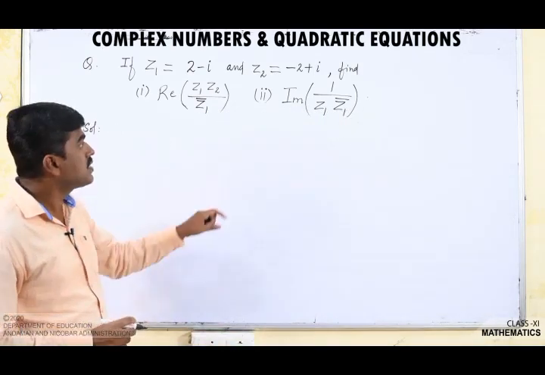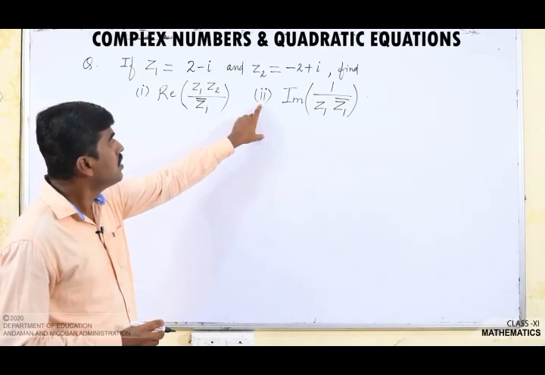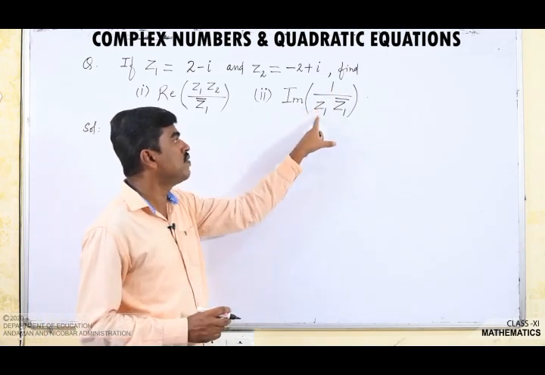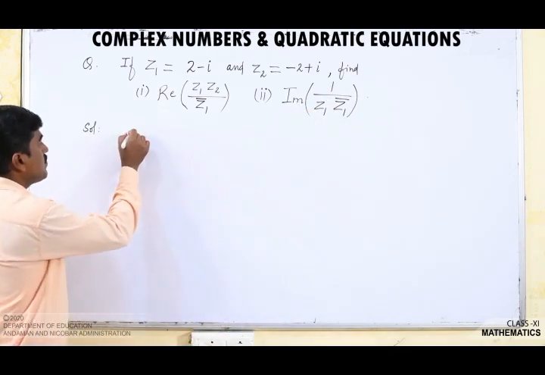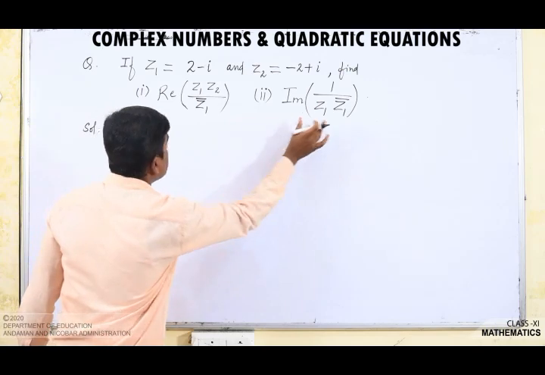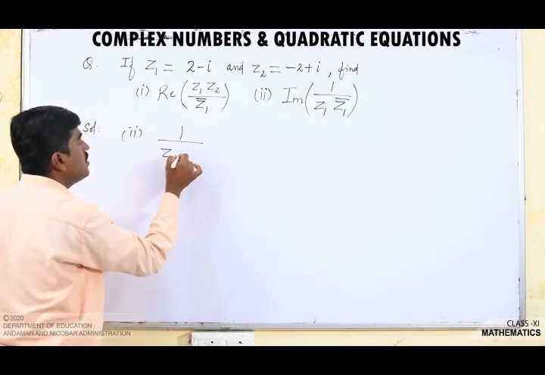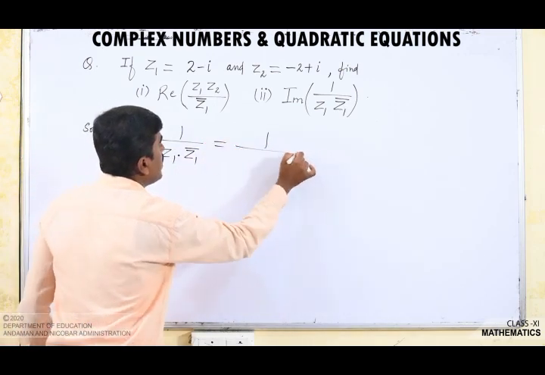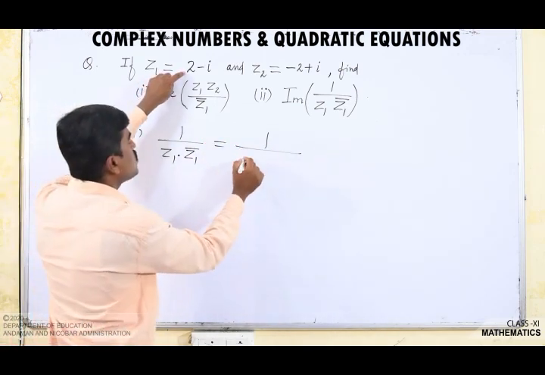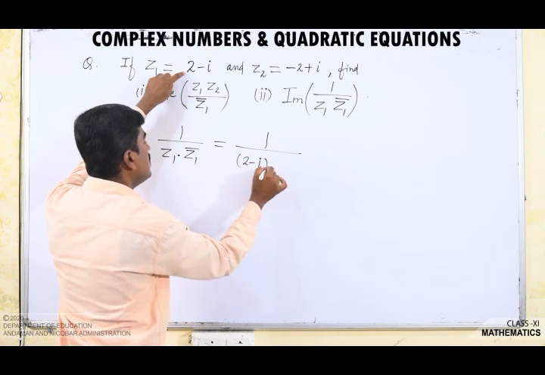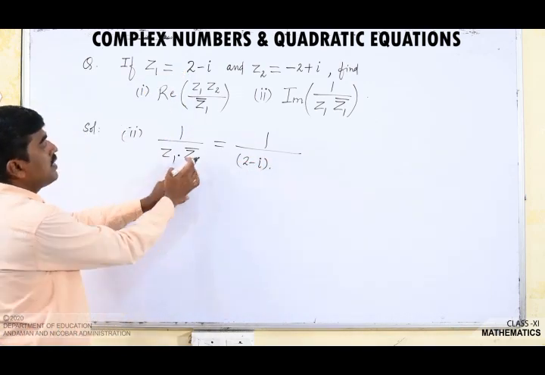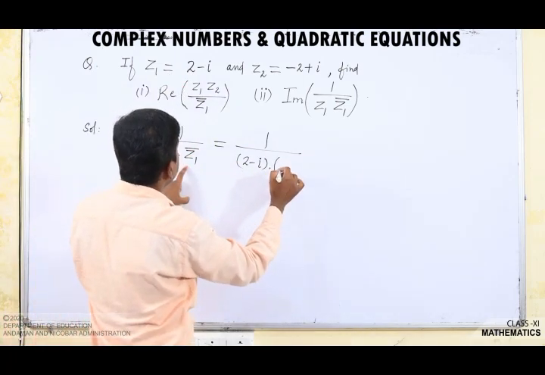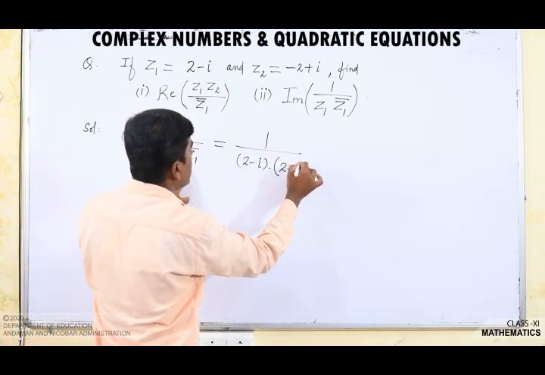Okay. Now, let us see the second part of this question, that is, the second part is you have to find imaginary part of 1 by Z1 into Z1 bar. So, first of all we will find this expression, that is 1 by Z1 into Z1 bar. So, that is equals to 1 by Z1. What is the value of Z1? That is 2 minus I into Z1 bar. It is the conjugate of this complex number Z1. So, we will get, here it is 2 plus I.